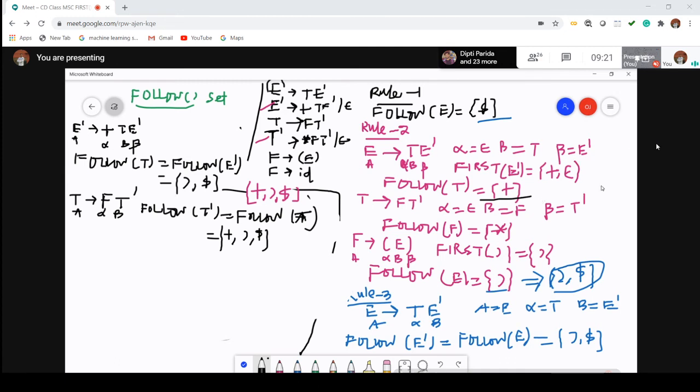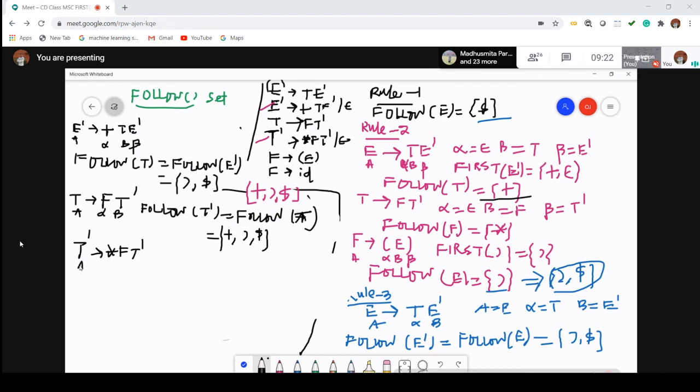Now you can check over here. Already in rule number 2 we calculated follow for F and follow for E. These two are calculated. Follow for E equal to this one. Up to now it will be plus, star and dollar. Next production: T dash to star F T dash.